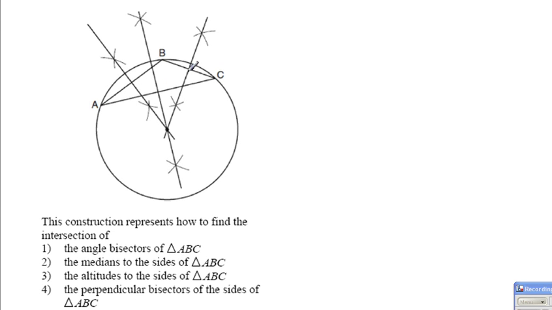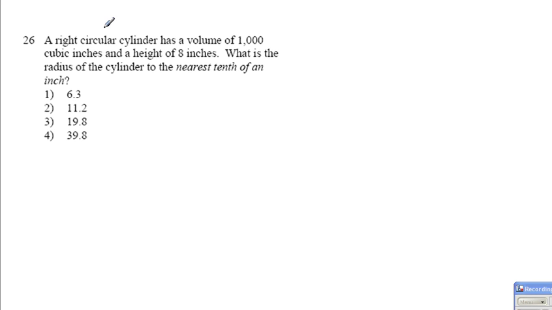Here, these are the perpendicular bisectors, right here, and right here. That means this becomes the circumcenter, because the circle is outside, which is the intersection of the perpendicular bisectors of the 3 sides. So choice number 4 becomes our answer. Number 26.